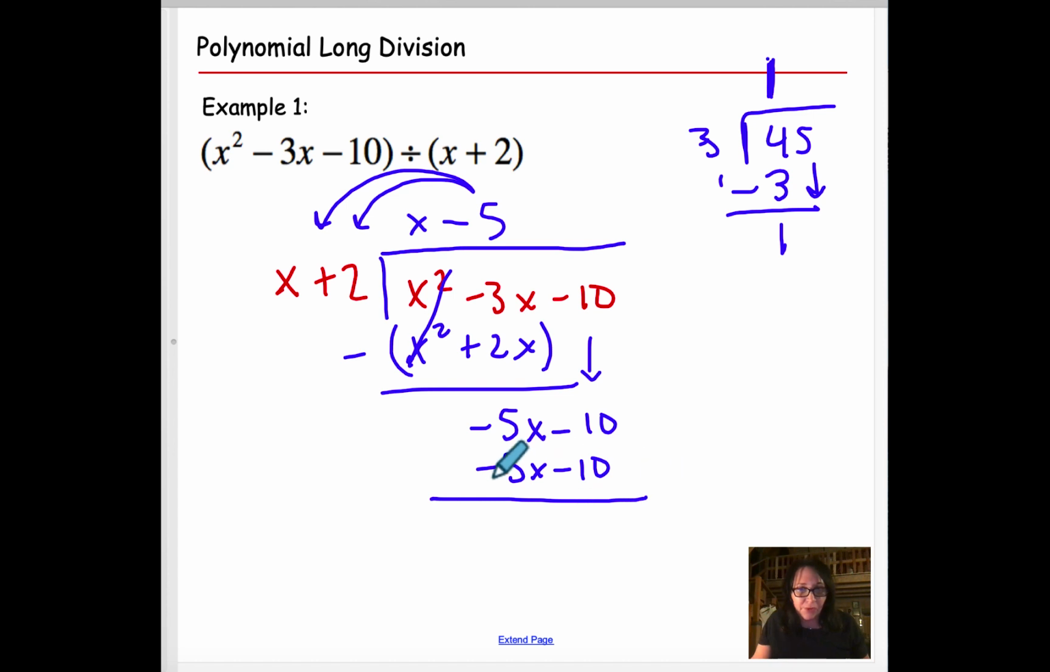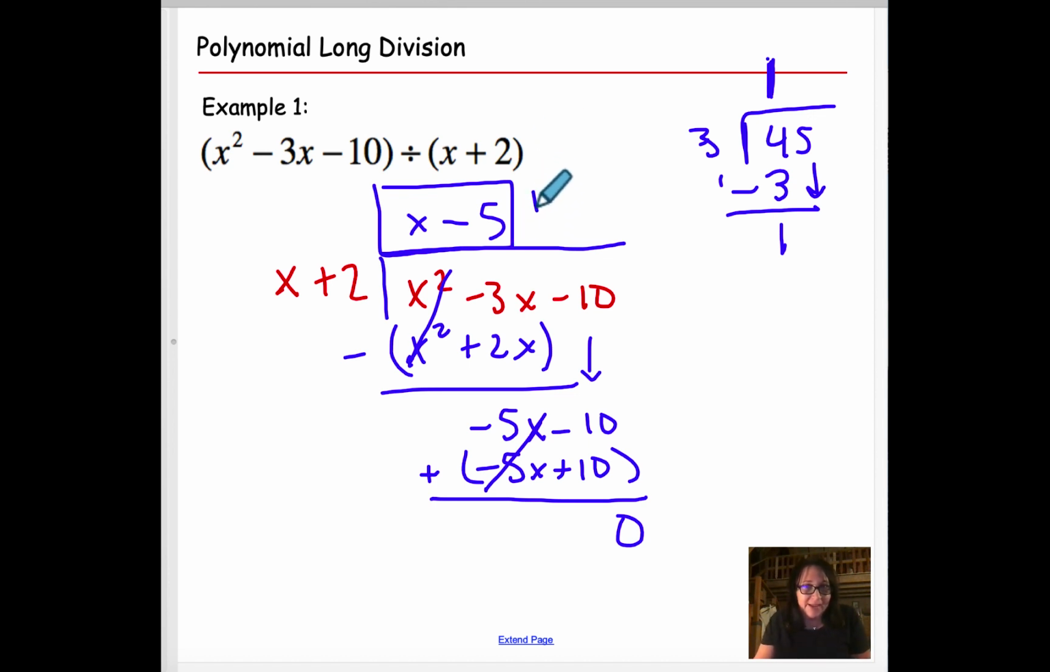And remember, we're subtracting that quantity. So it's negative 5x minus negative 5x, which makes plus. These cancel. Negative 10 minus negative 10, again, same thing, cancel, and I have 0. So I have 0 remainder, which basically means that I have no remainder. It means that this value right here, x minus 5, which we already knew because we did this by factoring before, is my solution. That's my quotient.